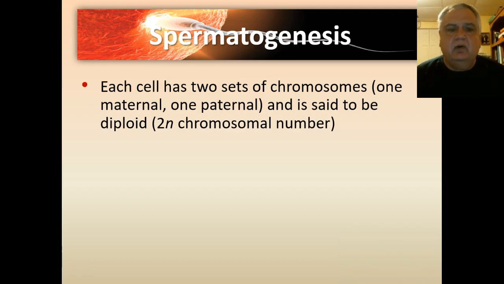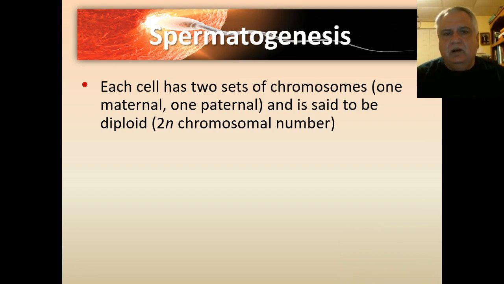One set of chromosomes is maternal, coming from the mother, and one set of chromosomes is paternal, coming from the father. These are delivered during fertilization by egg and sperm. So most of our body cells are said to be diploid, or have the 2N chromosomal number. That 2N chromosomal number is 43 chromosomes.